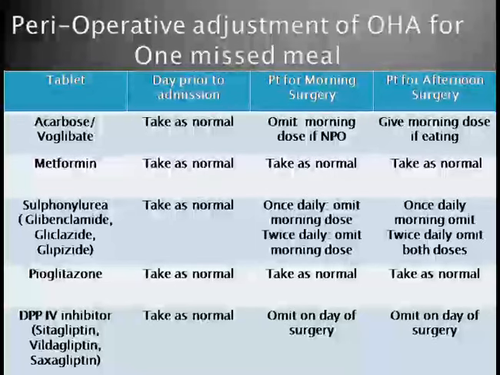Sulfonylureas, glipizide, gliclazide: on the day of the surgery, omit the morning dose. If they are on twice daily dosing, again omit the morning dose, but the patient can take the evening dose. For afternoon surgery, both doses need to be omitted. Pioglitazone, no change is required. DPP-4 inhibitors should be omitted on the day of the surgery.